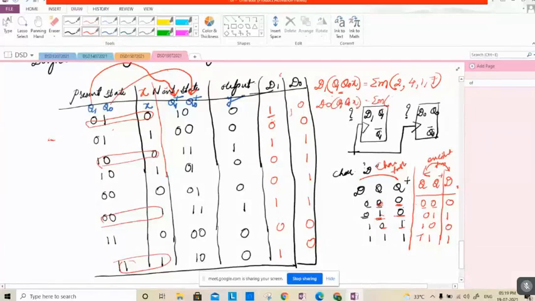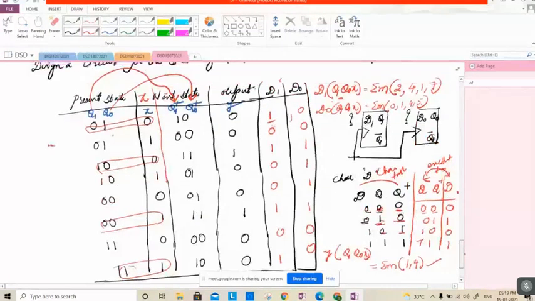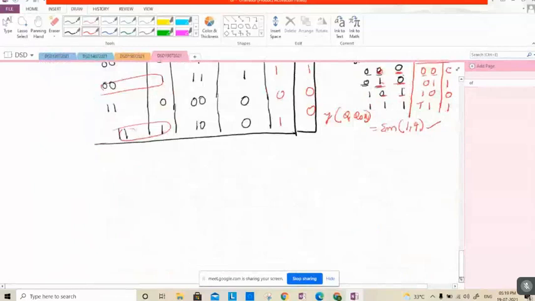And what about D0? 0, 1, 4 and 5. What about Y? Output Y is also a function of Q1, Q0 and X. It is 1 comma 4. Right, perfect. With this, we will get the expressions and work out the problem.